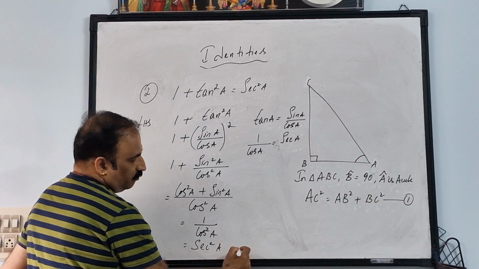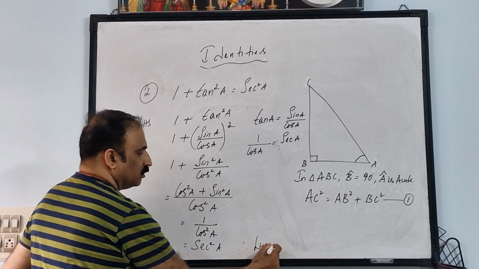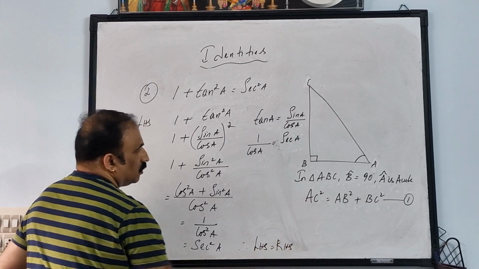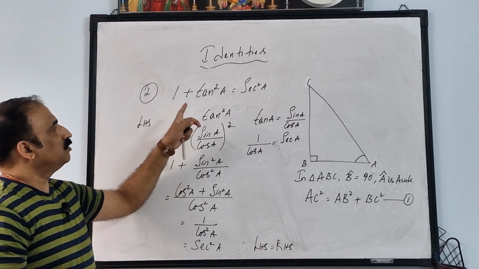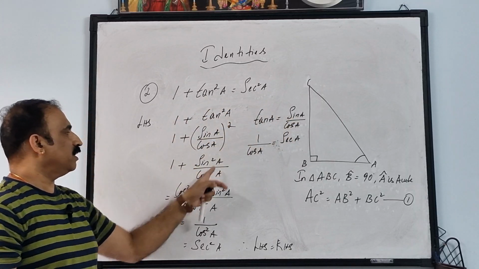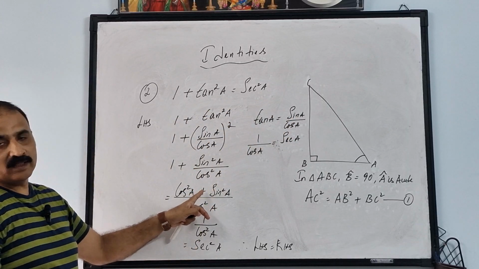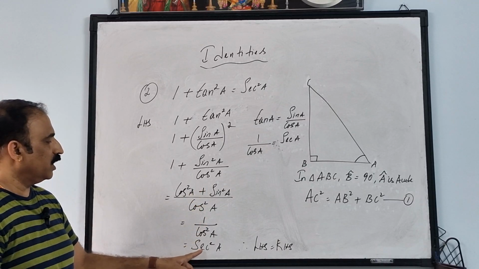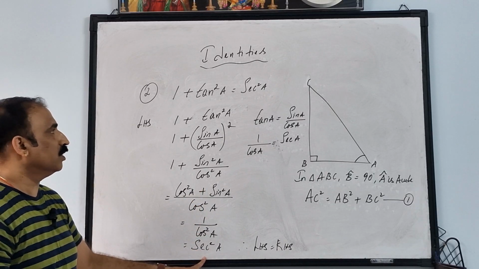So therefore we can say LHS is equal to RHS. So we have used the reciprocal ratios in two places. One for tan is going to be sin by cos, square it, LCM, and then apply the first identity value, then reciprocal again, you get it as secant square a.